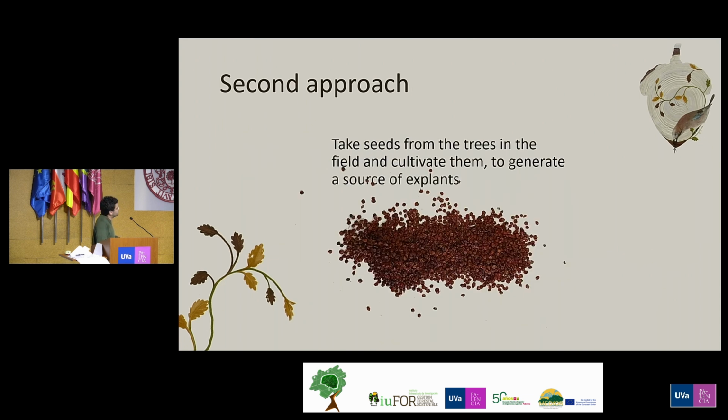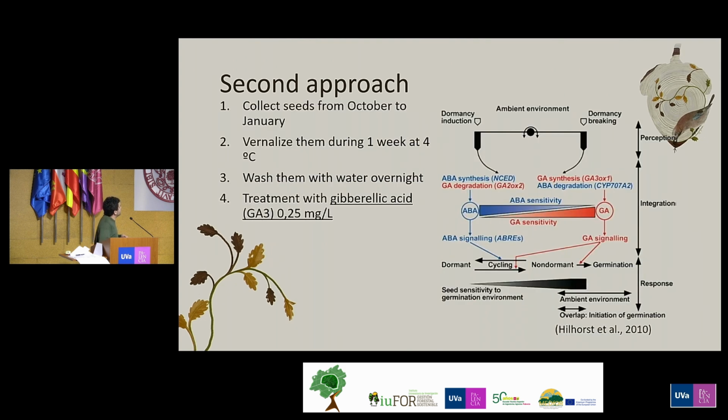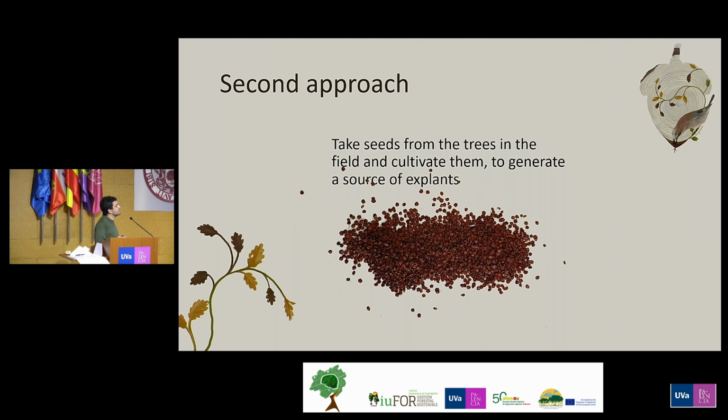So my second approach was to take seeds from the field and cultivate them to generate the source of explants. The thing is that this way I can germinate the seeds in axenic conditions, because I don't add sugar.